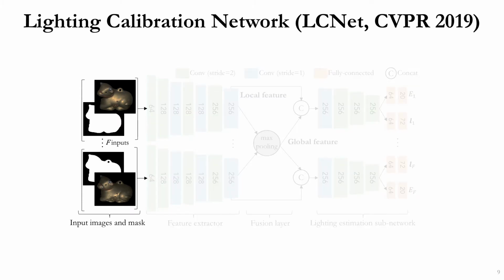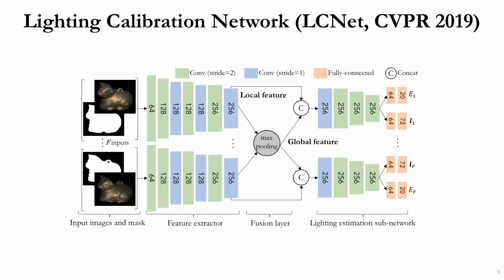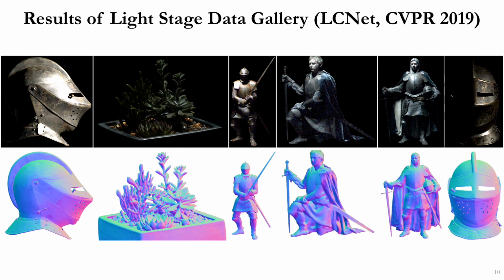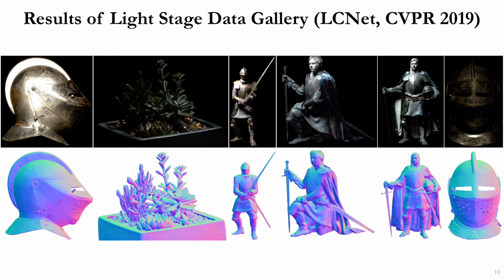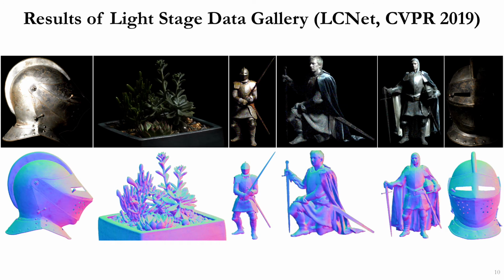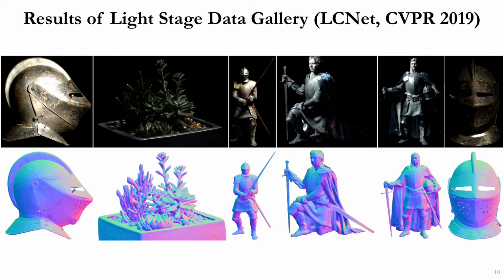LCNet first extracts a local feature for each input image, and then fuses them to be the global feature. Then each local feature is concatenated with the global feature, for estimating the corresponding light direction and intensity. Given the estimated lightings, state-of-the-art calibrated methods can be applied to estimate the surface normals. LCNet achieves promising results in estimated directional lightings on multiple real datasets. However, what specifically inside the network contributes to its success remains a mystery.